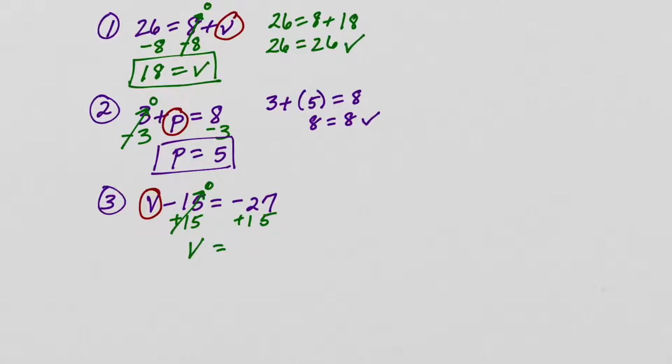and then when I add a negative 27 and 15, they have unlike signs. So I know I'm going to subtract and keep the sign with the higher absolute value, in this case, negative 27. So I'm going to get a negative 12.